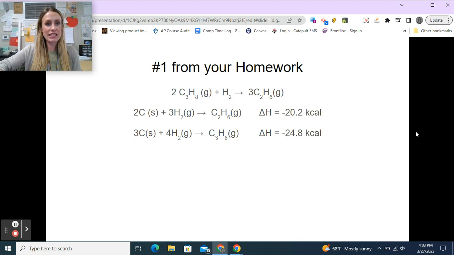All right, last but not least, this is the first one from the Hess's Law practice that I have linked on Canvas. So I can see I have two chemical reactions here. Now, for this one, I can see that in the products, I see something that matches, that's not in the other one in my first equation.